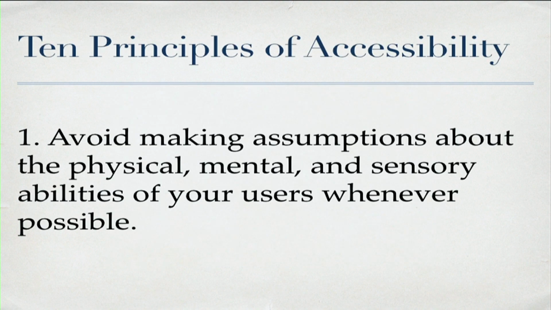So a book came out about 10 years ago called How to Make Accessible Websites, available from, I don't know if it's still available from Pragmatic Publishing, but they're the ones who published it. It's written by a guy by the name of Jeremy Siddick. And the key takeaway from this book, other than just considering accessibility, is what he calls his 10 commandments or 10 principles of accessibility. And I'm going to go through each of those and we'll riff on them for a little bit. So number 1, avoid making assumptions about the physical, mental, and sensory abilities of your users whenever possible.